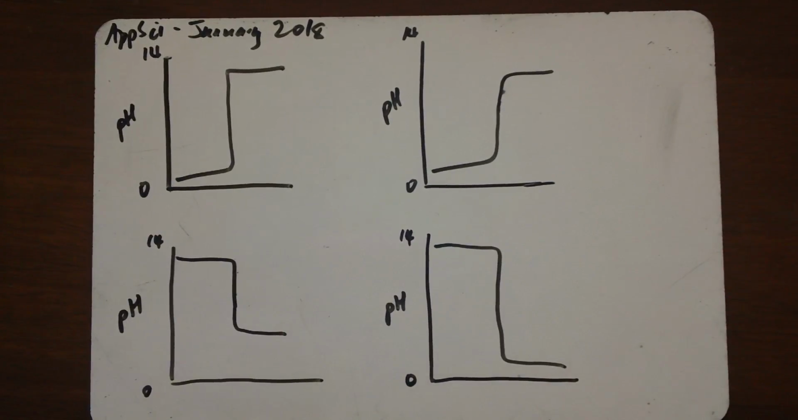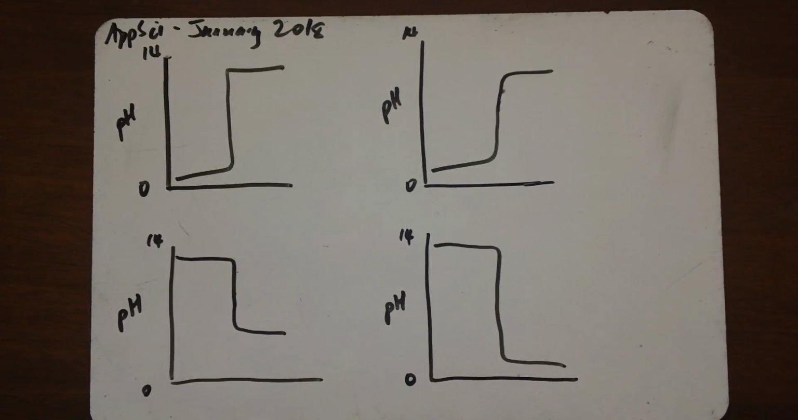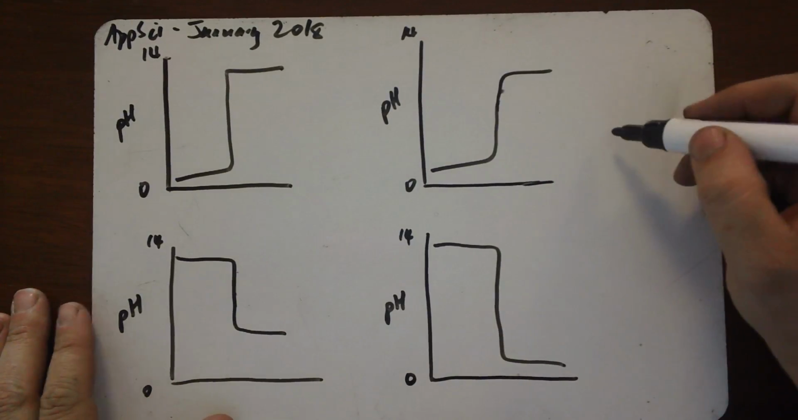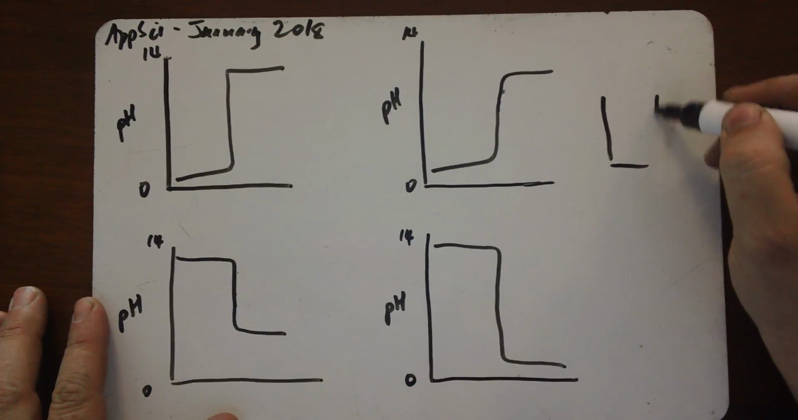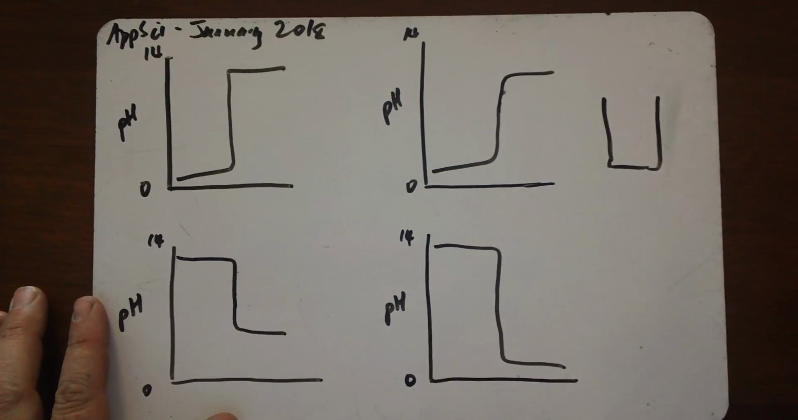Applied Science, Unit 1 exam, January 2018, Chemistry section, question 1. Analytical chemists use pH curves and indicators to find the end point of a titration. So we've got 4 graphs here, 4 pH curves, and what we'll need to do is consider each one. Now you need to first off remember what we did in class to determine these pH curves.